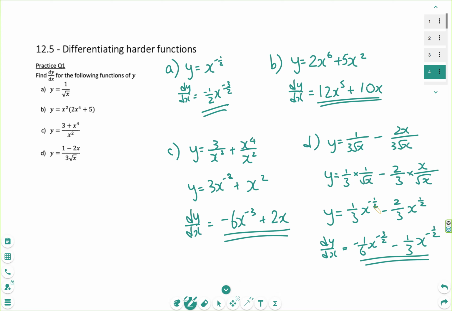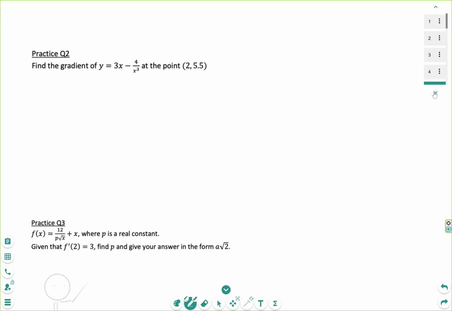Okay. Make sure you use a calculator. A third times minus a half is 1 over 6, x to the power of negative 3 over 2. And then we do 2/3 times a half, which is 1 over 3, x to the power of a half minus 1, which is negative a half. Just be careful with that. All right, and if you're happy with this, carry on.